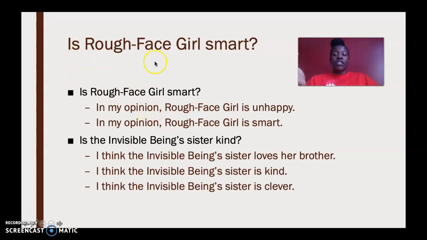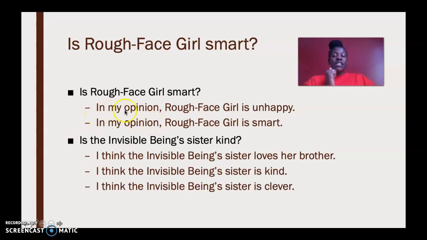So here's the question: is rough faced girl smart? Which one of these sentences correctly states the opinion? Is it, in my opinion, rough faced girl is unhappy? Thumbs up or thumbs down? In my opinion, rough faced girl is smart. Good. You should have given a thumbs up for the second one.